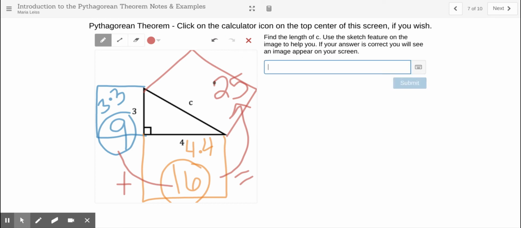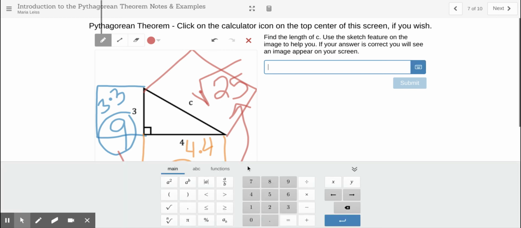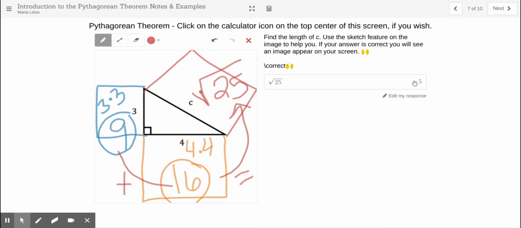The reason I'm not done is 25 is an area. 9 is an area. 16 is an area. I need to get down to the side length. Remember, 3 plus 4 doesn't equal 5. I need to square root this. So when I take the square root of 25, another beautiful thing about this, I can open the keypad, hit the square root button, and type in the number 25. This time when I submit, the square root of 25 is 5. It tells me I'm correct.